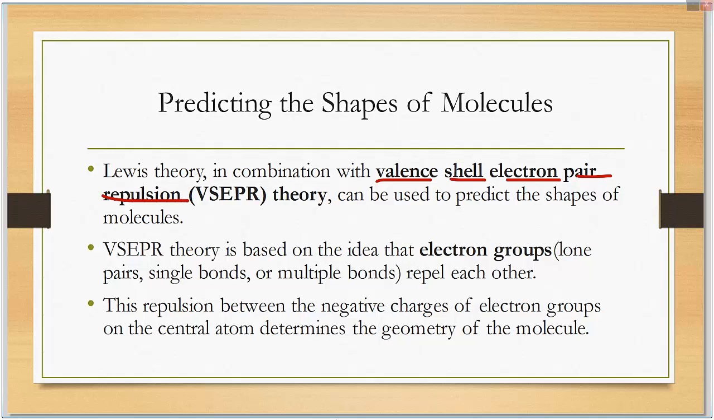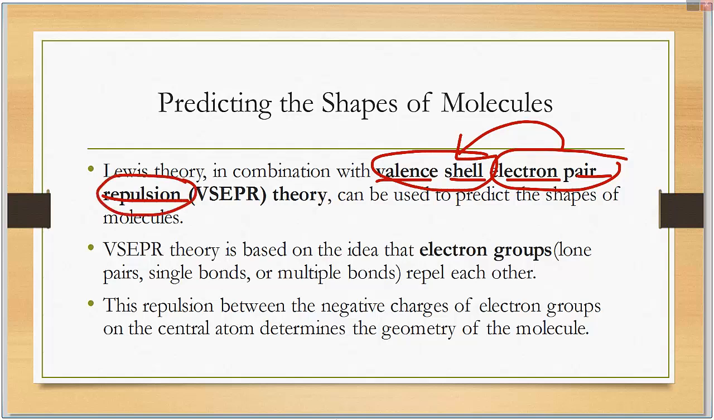Let's take a minute to break down all those words: valence shell electron pair repulsion. Valence shell, that's the outermost electrons. Those are the electrons that are actually participating in the bonding. Electron pair means either bonding electrons or lone pairs, one or the other. Notice that they were specifically referring to the valence shell, so we're talking about the electrons on the outermost shell that are participating in the bonding.